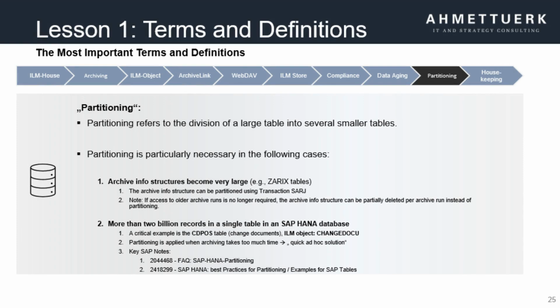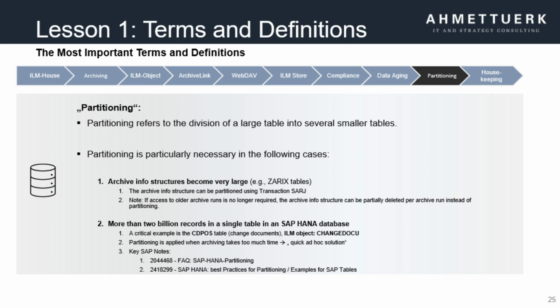Partitioning means splitting a large table into several smaller tables. This is particularly necessary in 2 situations. First, when archive information structures, such as the XARIX tables, become very large. These can be partitioned using transaction SARJ.